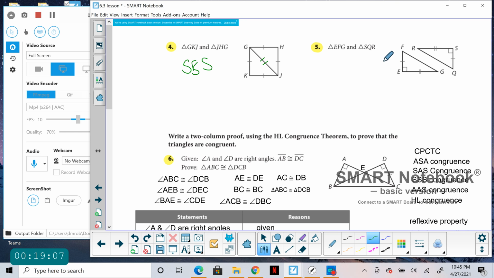And EFG to SQR. So this one's tricky. You might look at this and go, we have a right angle and we don't have the hypotenuse, so we don't have enough information. And we actually do have enough information because we don't always have to use the hypotenuse leg congruence. The other congruences work in right triangles as well. So here we have side, angle, side, side, angle, side. So this one is congruent by side, angle, side.